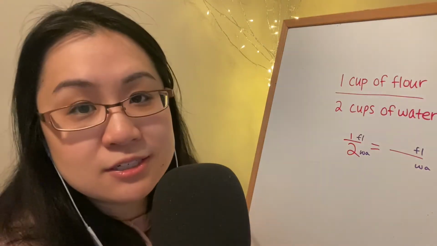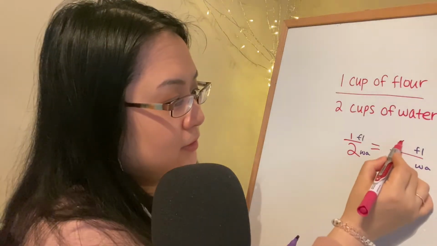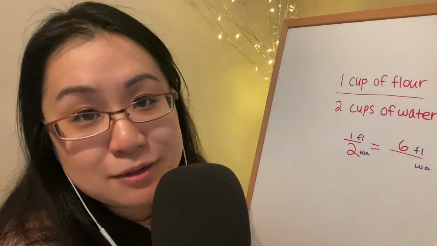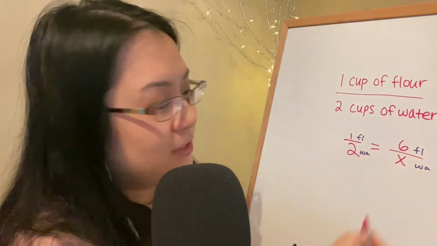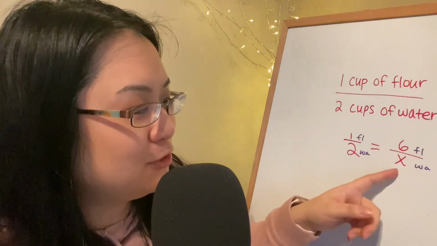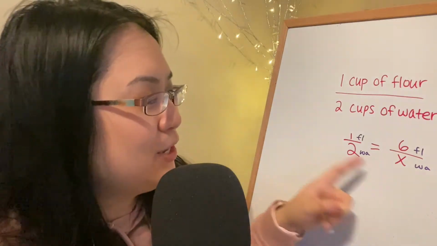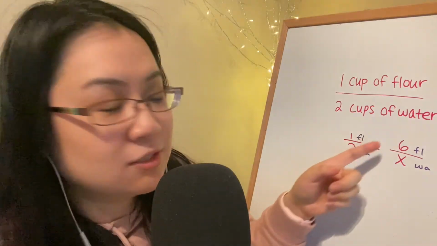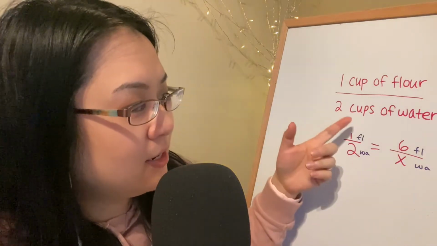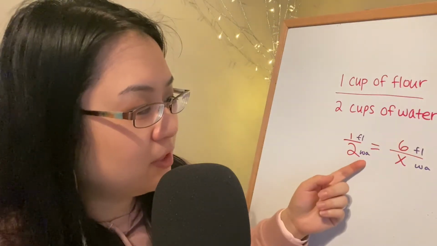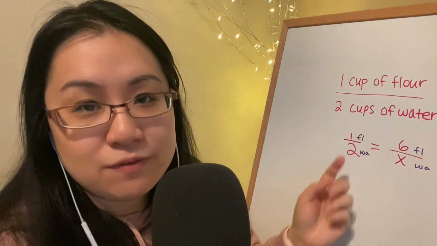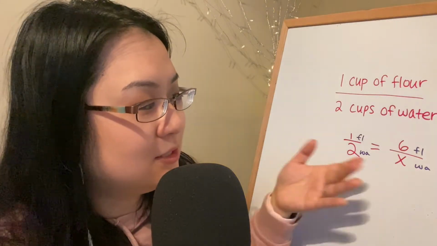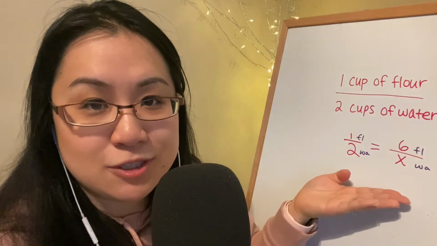So for 6 cups of flour, we'll put the 6 there for flour. We want to know how many cups of water, so let's put an x, right? We could put question marks, but let's solve for x. So now we have an equation: 1/2 equals 6 over x. Again, cups of flour to cups of flour, cups of water to cups of water. If your units are different, you may need to convert them, but usually this is our basic proportion.